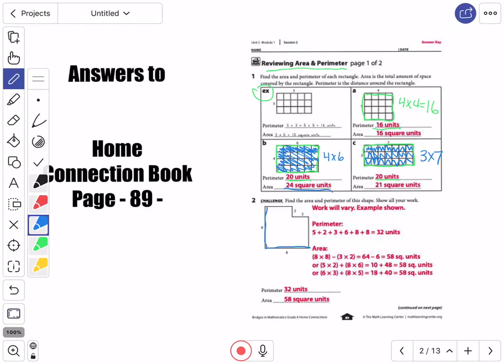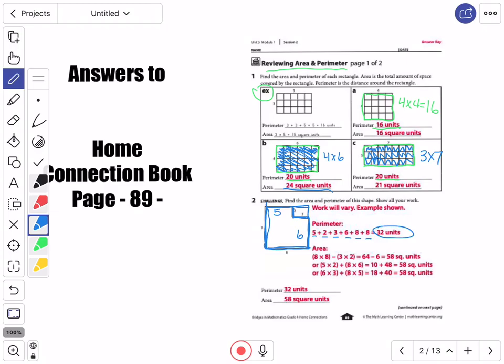Okay, now there was a challenge problem. It says find the area and perimeter of this shape, show all of your work. Well, if you look here, this is 8, and this is 8, right? And if this is 2, that means that this is 6, and if this is 3, that means that this is 5. So the perimeter around would be 5 plus 2 plus 3 plus 6 plus 8 plus 8, and that would be 32 units.